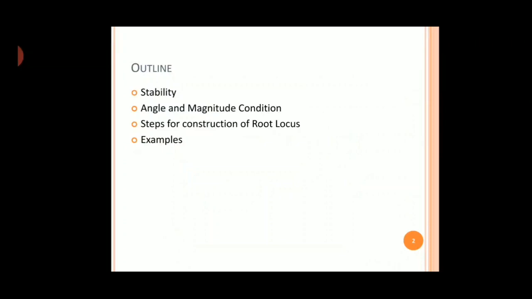This implies that if G(s)H(s) is given, we can draw the root locus. That means we don't need the complete information on the transfer function of the system, the entire transfer function of the system. We just need the open loop transfer function G(s)H(s). In this video, let us see the constructional steps for root locus with some examples.